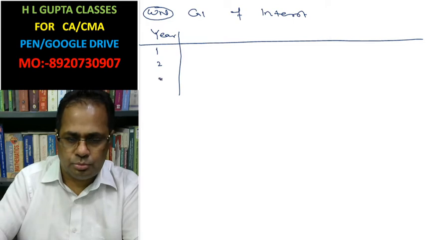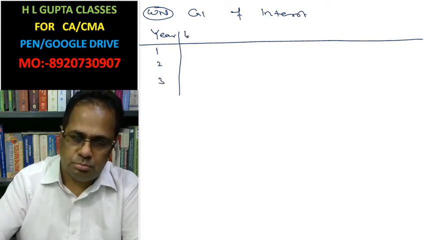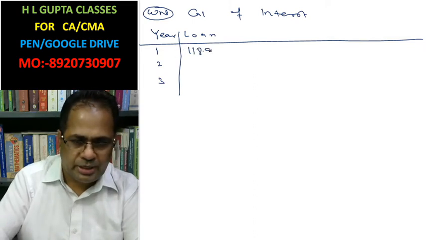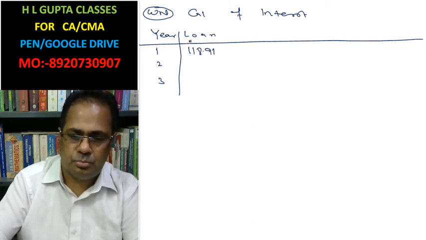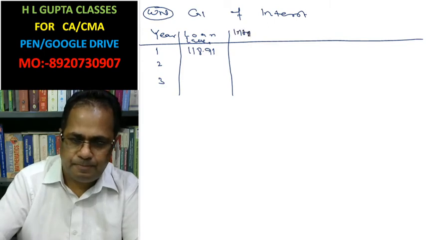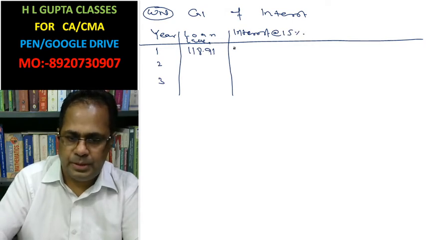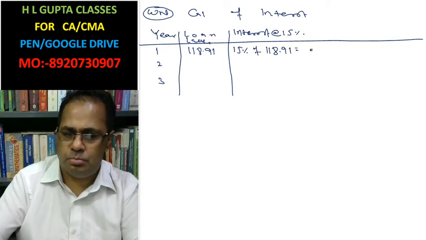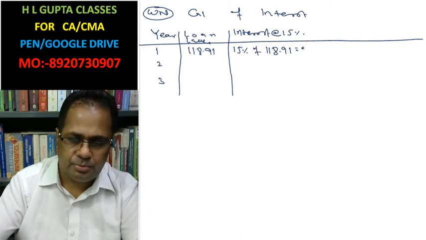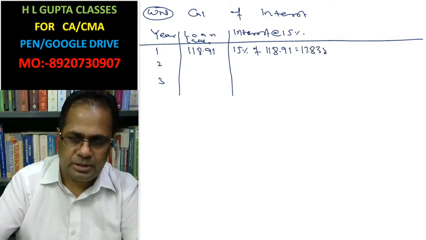You write here years 1, 2, 3. Loan 118.91 lakhs. Interest at the rate of 15%. 15% of 118.91 is 17.835.